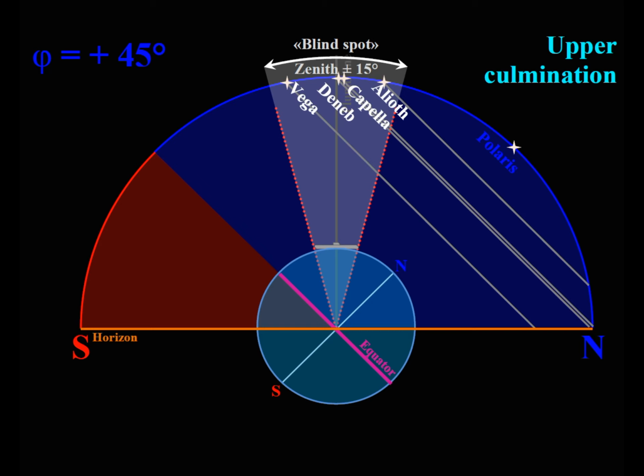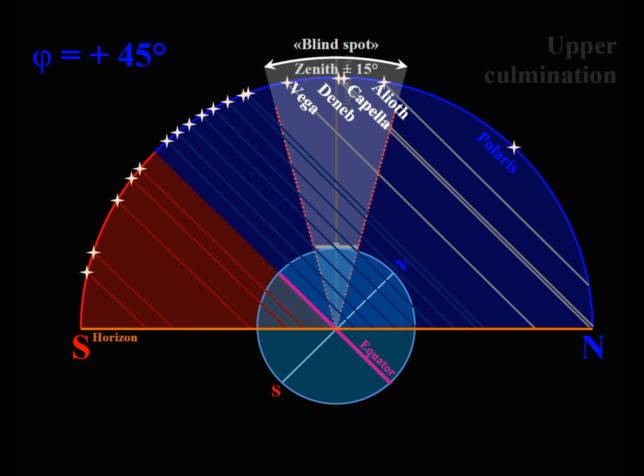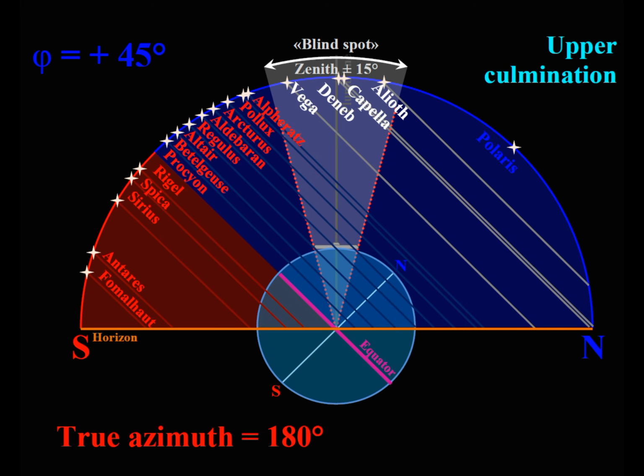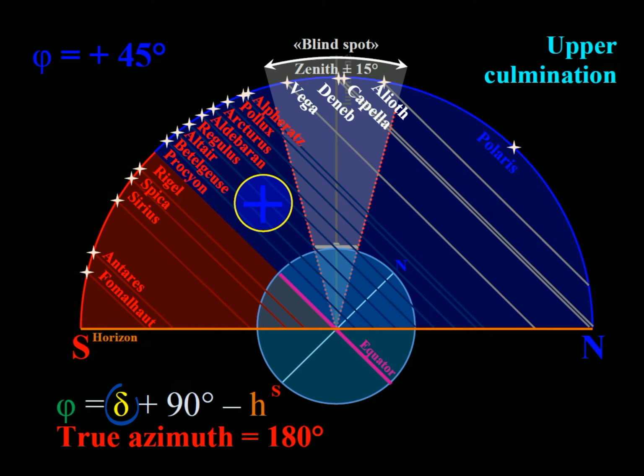The names of the northern and southern stars are colored red here because the upper culmination of these stars occurs when the true azimuth of these stars is 180 degrees. To accurately calculate the latitude of the observer at the moment of upper culmination, this formula must be used. The formula must use positive sign for north declination and negative sign for south declination.